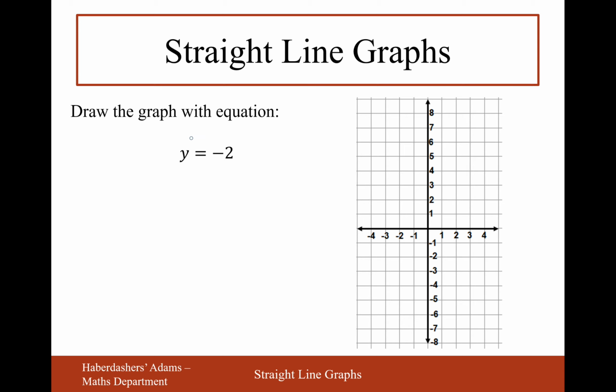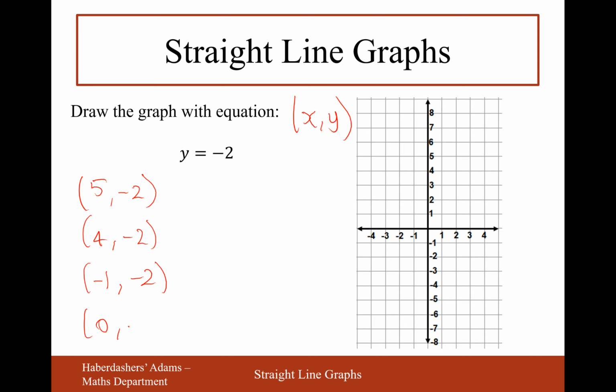Let's move on to another one, y equals minus 2. So remember, y is the second part of the coordinate, so I want the second part of the coordinate to equal minus 2. So maybe I might start at something like 5, minus 2, 4, minus 2, minus 1, minus 2, maybe something like even 0, minus 2. Doesn't matter what number's the first ordinate, as long as the second ordinate, the y ordinate, is minus 2. So let's draw these positions here.